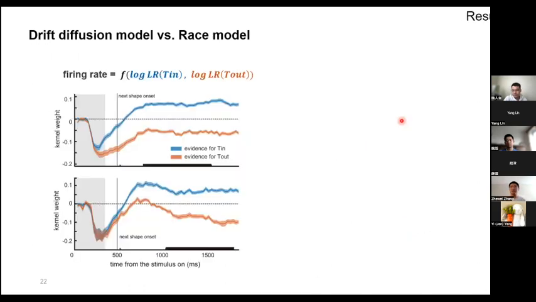Here I plot the dynamics of the LIP neuron population's encoding of evidence supporting T in and supporting T out separately. We found that the activities of LIP neurons were correlated positively with the evidence supporting T in, and negatively with the evidence supporting T out. So this result suggests that LIP neurons encoded the evidence difference between two choices instead of only the evidence for the T in target.